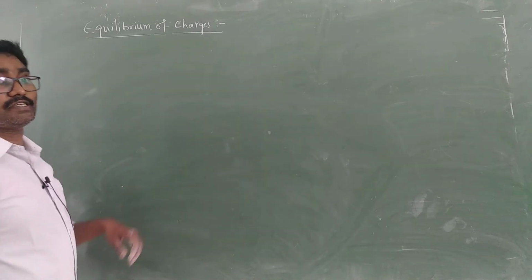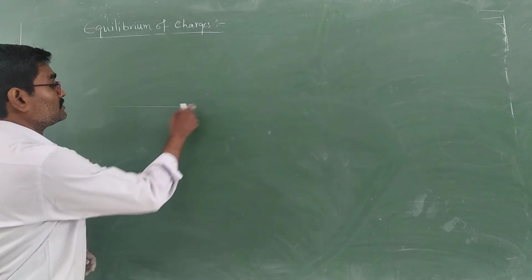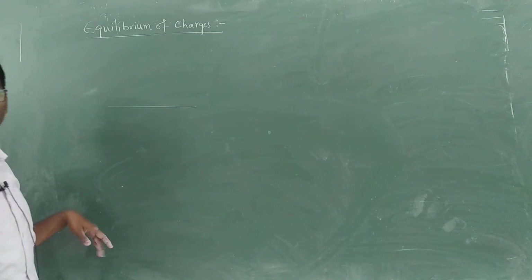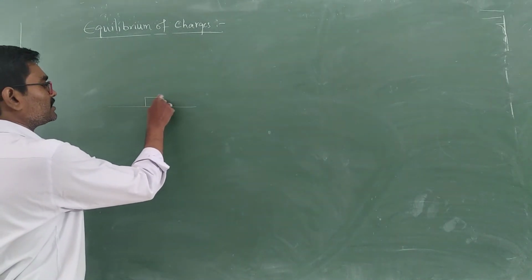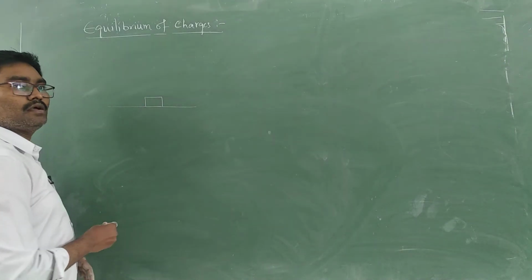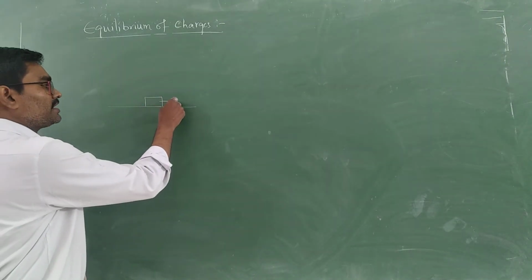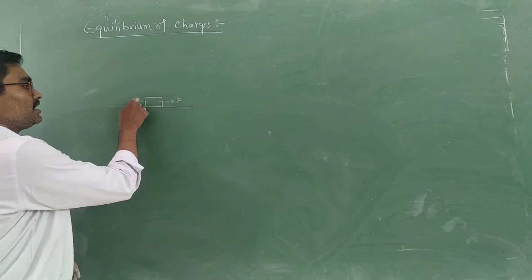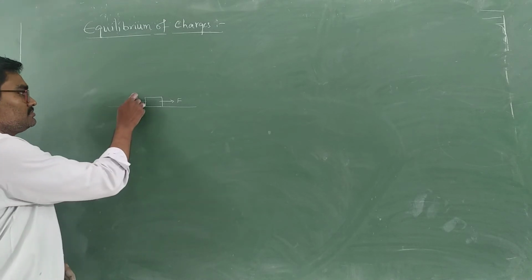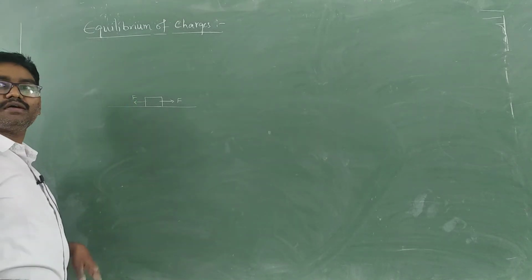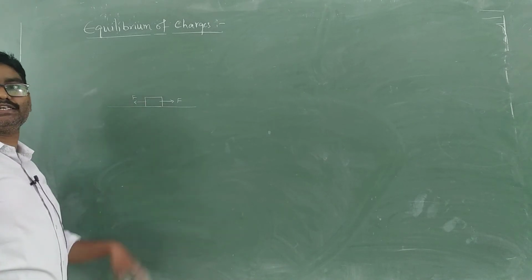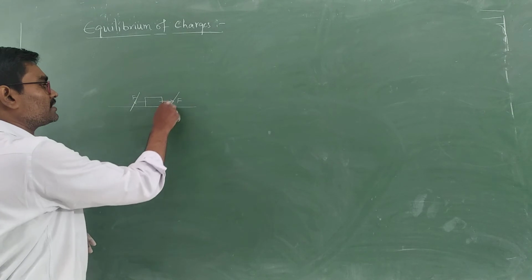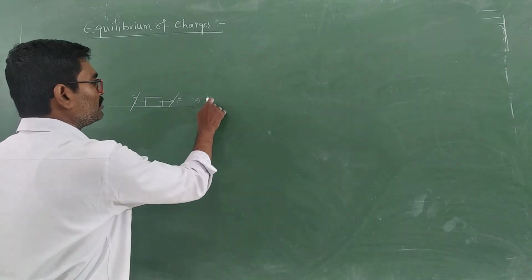Yes, equilibrium of charges. Generally, according to mechanics, we will speak first and then we will enter into charges. Suppose I take any object here on the surface, and horizontally I am applying a force in this direction to pull it, and on the other side also an equal force in the opposite direction. Then what will be the net force acting on it? Zero. In the horizontal direction, net force is zero.